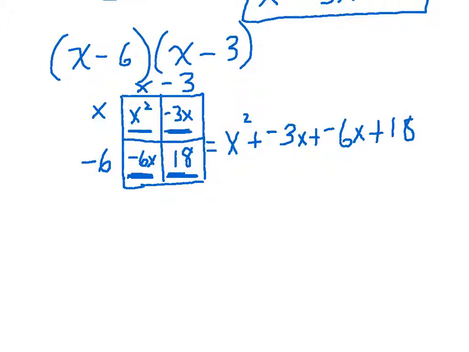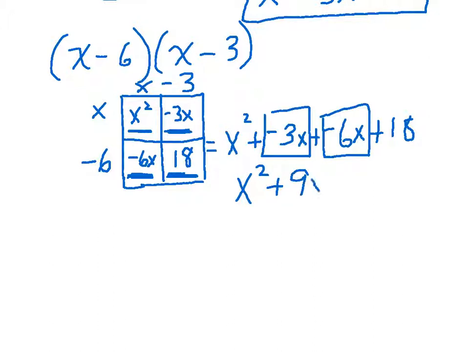What do we do last? We look for like terms. Alright, the x squared has nobody to play with. We just rewrite it. Negative 3 plus negative 6 gives us a negative 9x. And there we go.